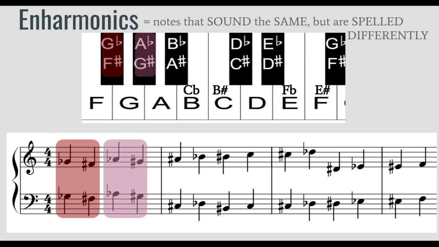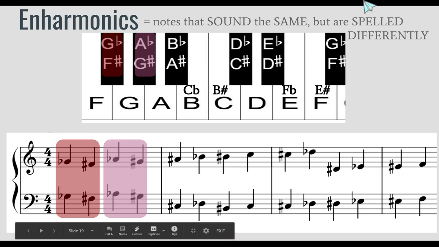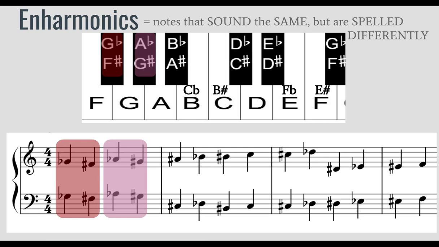The next example I have is A flat and G sharp. That's the treble clef. And then here's the bass clef. Another example would be B flat or A sharp. That's on the treble clef, and that's on the bass clef. They sound exactly the same.